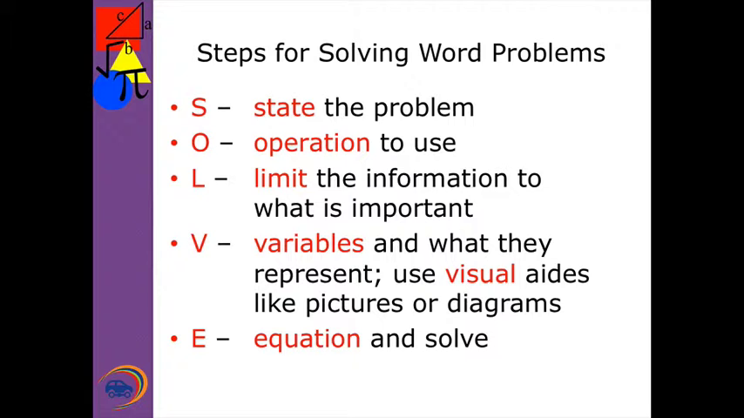L stands for limit the information to what's only important. Get rid of anything that's extra. We don't care about people's names usually unless there's more than one person. V stands for variables and what they represent. So you're going to say X equals the number of gallons, X equals the number of dollars, X equals the number of miles, X equals the number of feet.